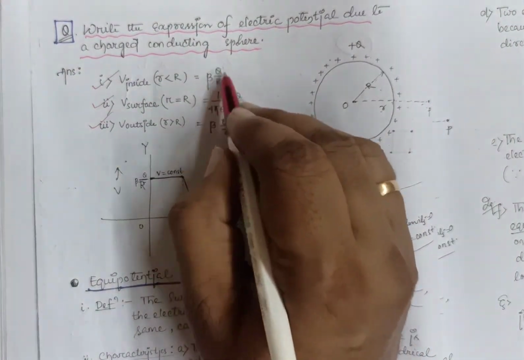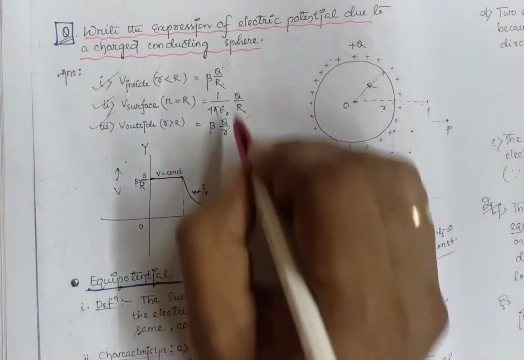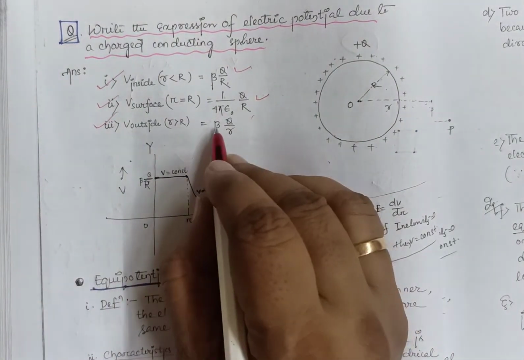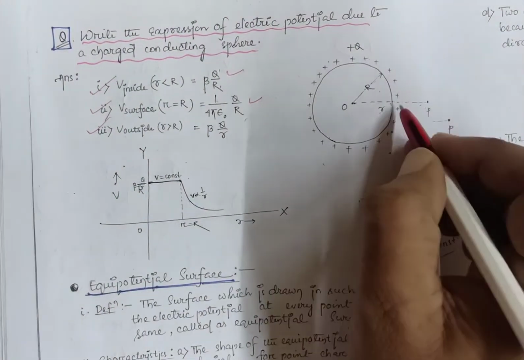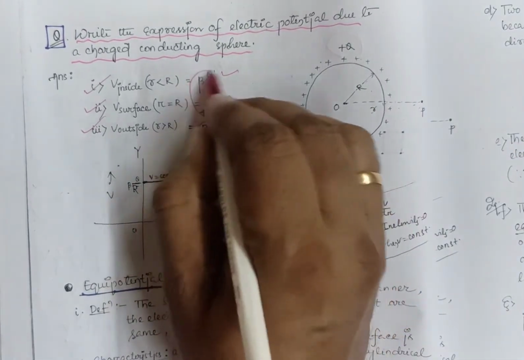Inside, V is beta Q by R. On the surface, V is beta Q by R, the same as inside. And outside, V is beta Q by small r. That means from the surface to outside it is a variable, and these inside values are constants.